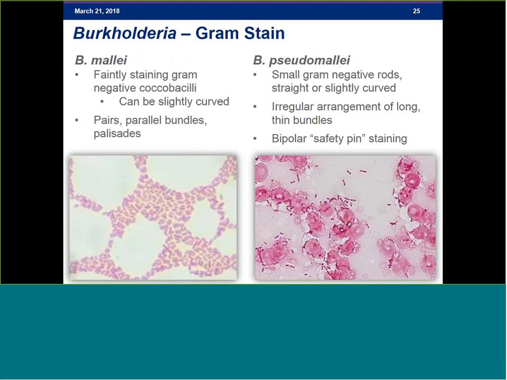On the gram stain, B. mallei appears as faintly staining gram-negative coccobacilli in pairs, bundles, and/or palisades. Some cells may also appear small, straight, or slightly curved with rounded ends. Gram stain of B. pseudomallei will yield small gram-negative rods that will either be straight or slightly curved. They usually form irregular arrangements of long, thin bundles. Like in the case of Yersinia pestis, bipolar staining can be observed in direct specimens and peripheral staining in older cultures, which can mimic endospores.